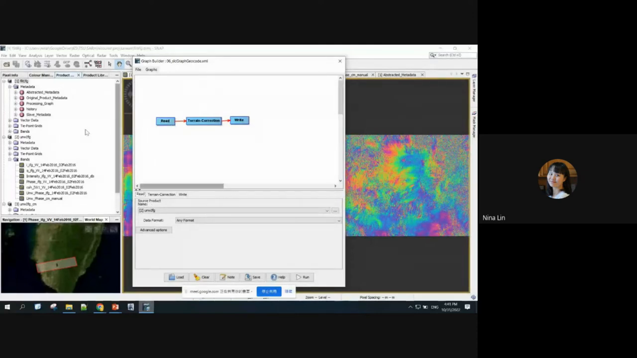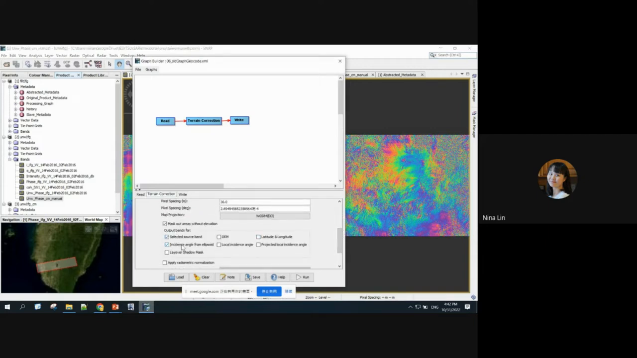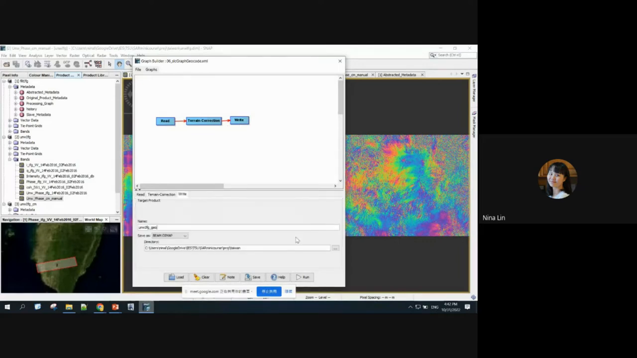Open. In the read, we choose the UNW IFG, because remember, previously we manually converted the phase into displacement using the correct sign that I know. So here's the input, terrain correction. I think you don't need to choose anything because it should already be there: SRTM 1 second. Usually we will at least export the incidence angle, because the incidence angle can be useful in any later calculation, if you want to do any geophysical modeling. And the layover shadow mask, you can also output that if necessary. And finally, let's output the UNW IFG geo. This is the name I have; feel free to change to whatever name you like. Let me hit run.